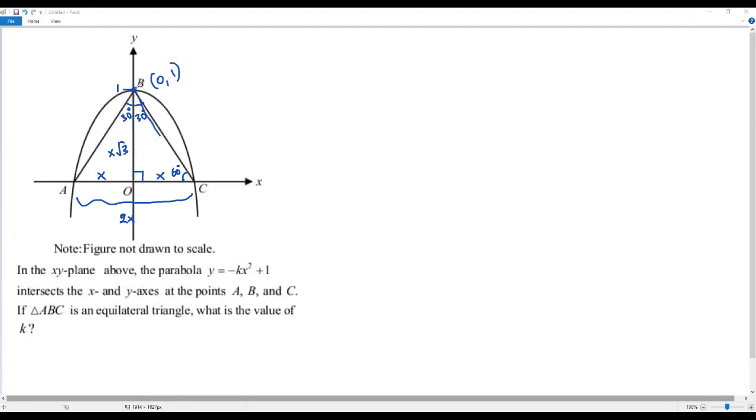And the length of the hypotenuse has to be 2 times the length of the shortest leg, that is 2x. Already we have 2x over here, and this one also must be 2x, because it's an equilateral triangle. All three sides will be equal in length.